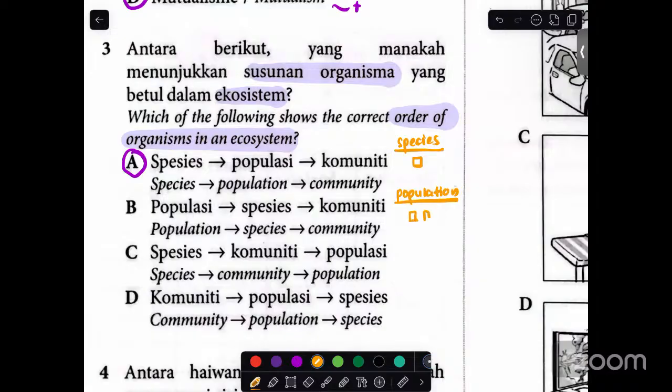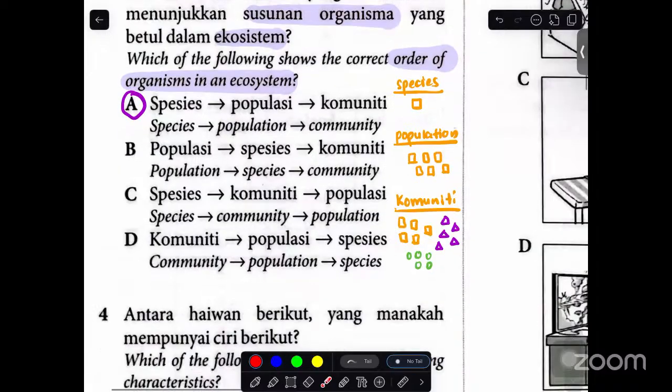So, that means inilah populasi. Okay, community bermaksud teacher ada so many different kind of population. Okay, so teacher ada yang ini, ada yang ini, ada yang ini. This is population. Okay, so the susunan, the order is macam ni lah. Dari species ke population, dari populasi ke community. Okay, that's it. Okay, let's look at nombor 4.